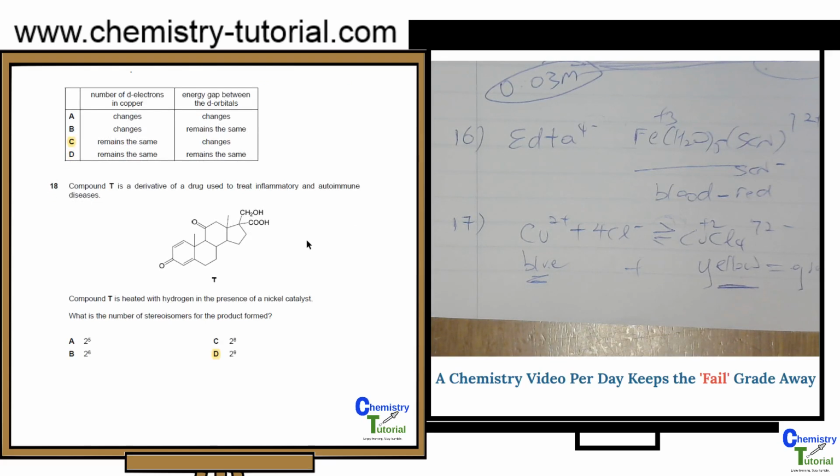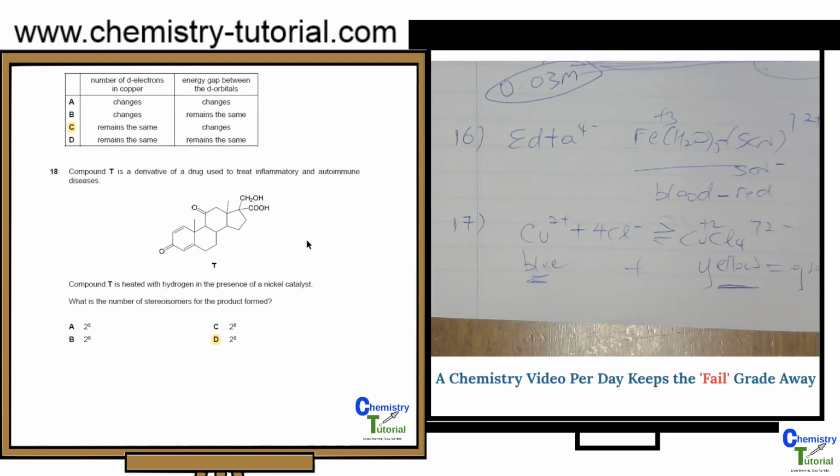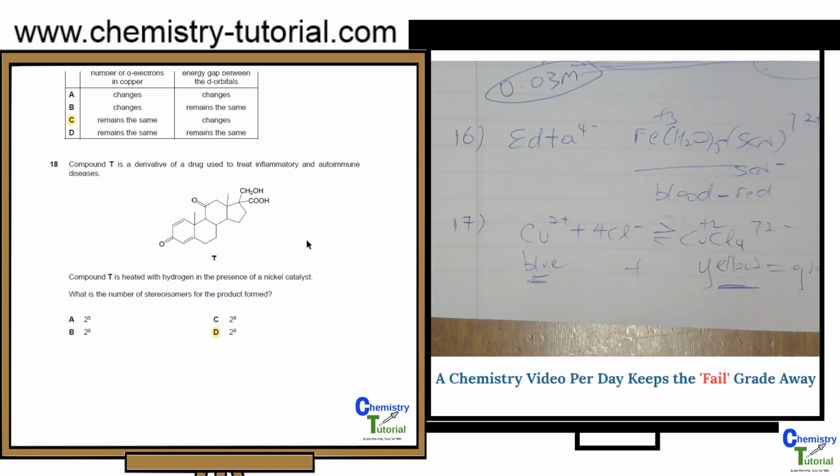For question 18, compound T is a derivative of a drug used to treat inflammatory and autoimmune diseases. Compound T is treated with hydrogen in the presence of nickel catalyst. What is the number of stereoisomers for the product formed? Now, stereoisomerism, we can either have cis trans, sometimes known as geometrical isomerism, or optical isomerism.